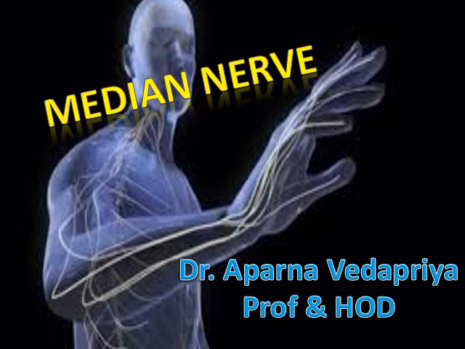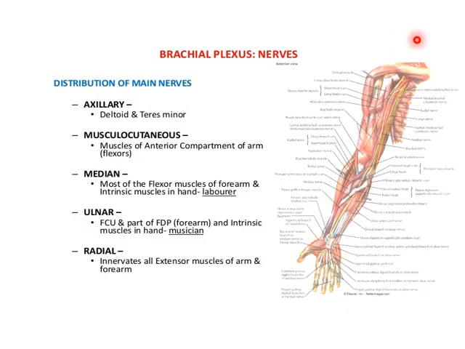In this video, we are going to see about the median nerve in detail. So the overview of the nerve supply to the upper limb is basically by the brachial plexus. The distribution of main nerves concerned with the upper limb are the axillary nerve, which supplies the deltoid and teres minor; the musculocutaneous nerve, which supplies the flexor compartment of the arm; and the median nerve, which supplies the flexor compartment of the forearm and a few of the intrinsic muscles on the lateral half of the hand.